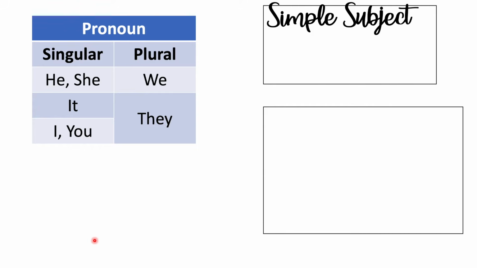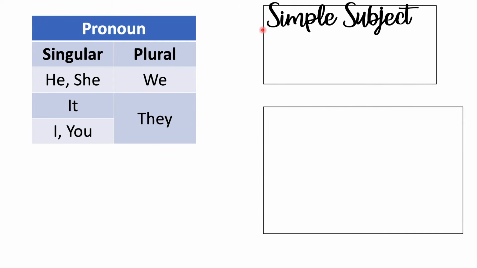All right. Looking at the pronoun, we have singular and plural. Please do not be confused here. Singular could either be he, she, it, I, or you. But I and you have special cases because they always take plural verbs. Here they are considered as singular, but when put in a sentence, do not forget they take plural verbs. So plural pronouns are we and they.